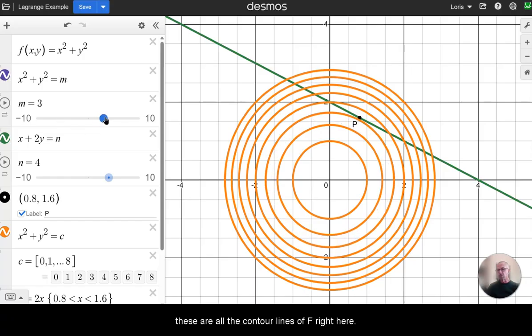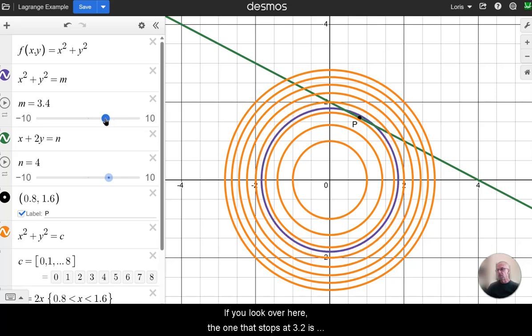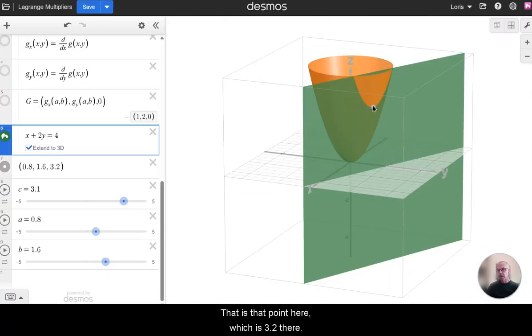See, these are all the contour lines of f right here. If you look over here, the one that stops at 3.2 is the exact one I need. Why 3.2? Because that is where x squared plus y squared equals 3.2. That is that point here, which is 3.2 there. So when we're at that height, 3.2, we have the minimum.